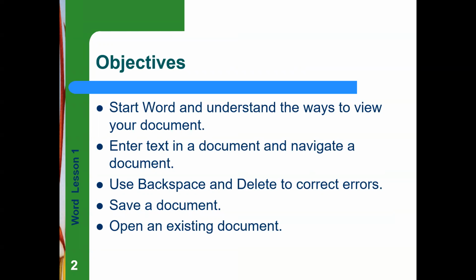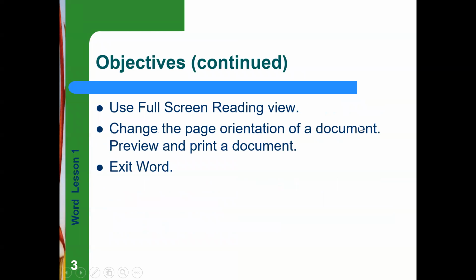So we're going to learn how to save a document, how to delete a document, how to correct some errors on the document, and all these things you're going to learn today. Okay. And again we are going to learn how to use full screen reading view, so how to open Word in a reading view, and change the page orientation. So we have different sizes of pages, right? So whether the page should be vertical or horizontal, or how to print a document, all these things we're going to learn today. Okay.